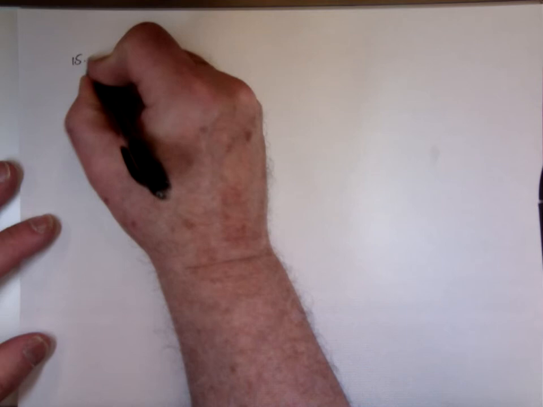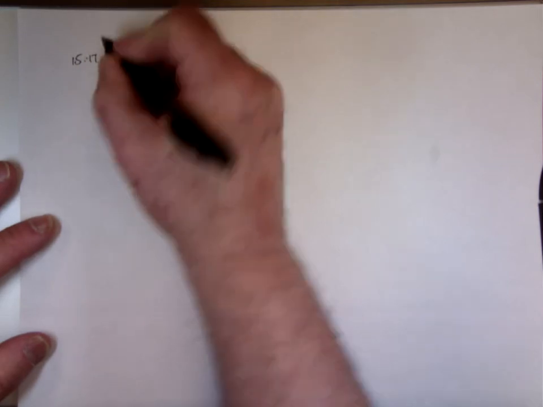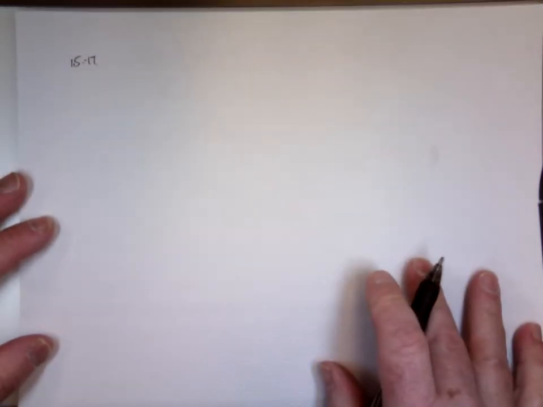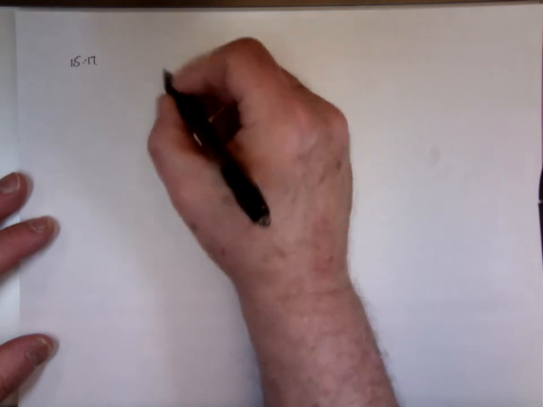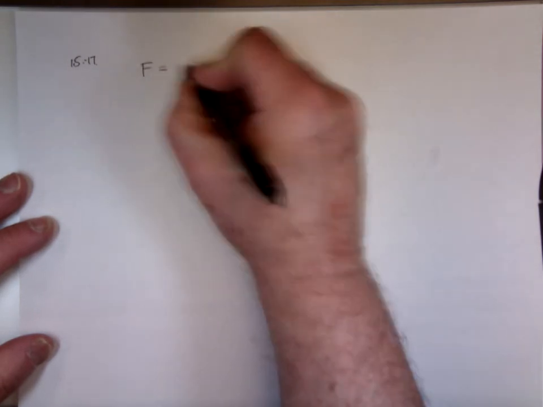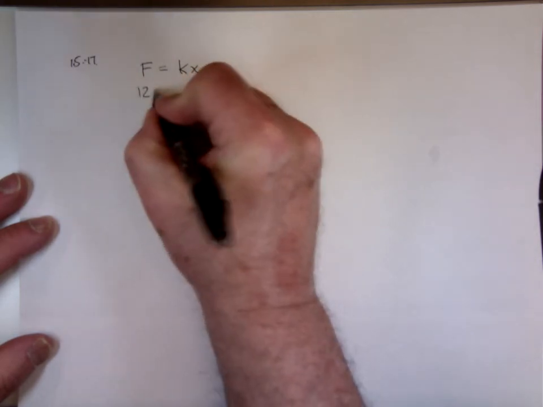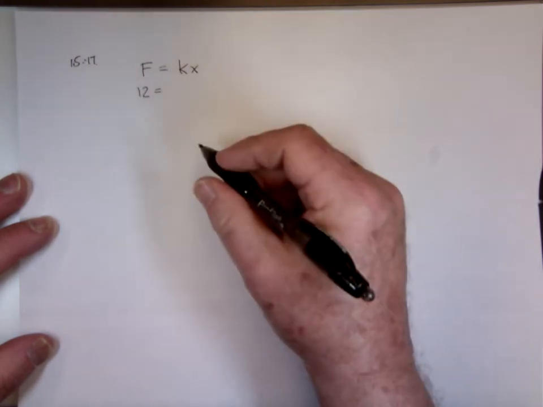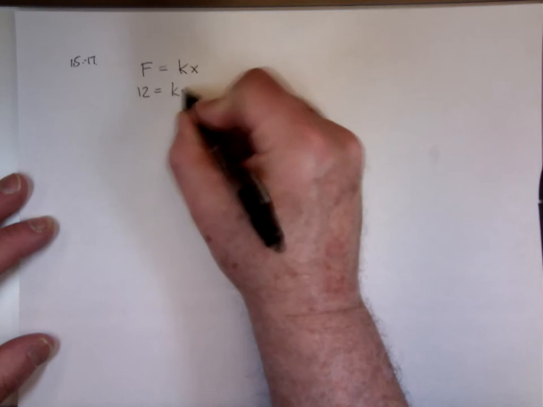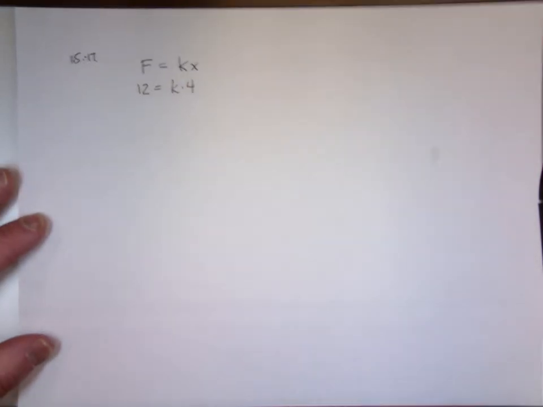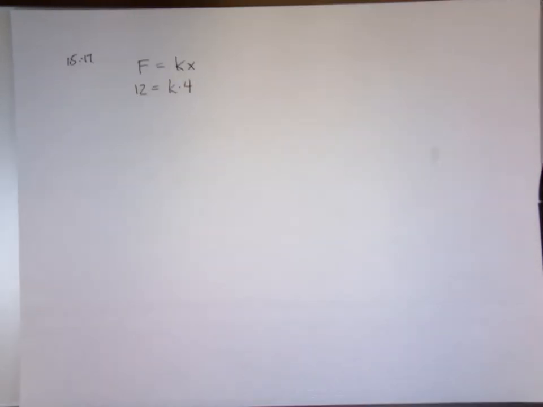Okay, 15 through 17. We got a spring. Work done by a spring. Here we go. Okay, it says a 12-pound force. Now what you're going to use is Hooke's law. A 12-pound force stretches a spring 4 feet beyond its natural length. You use this information to solve for k. That's called the spring constant.